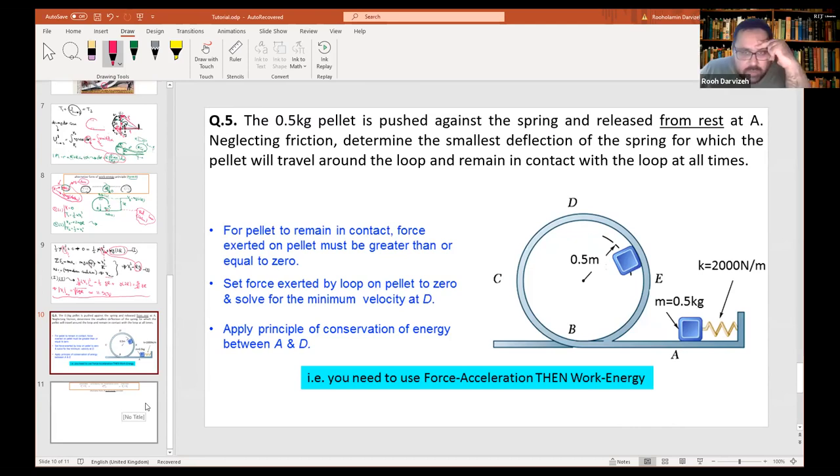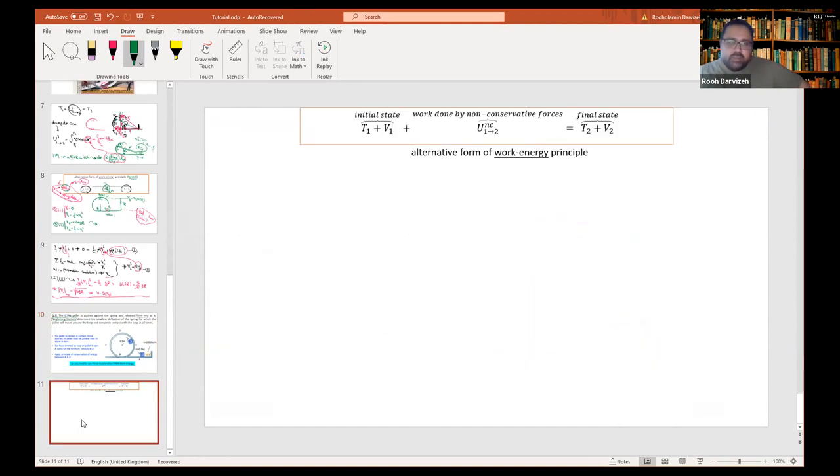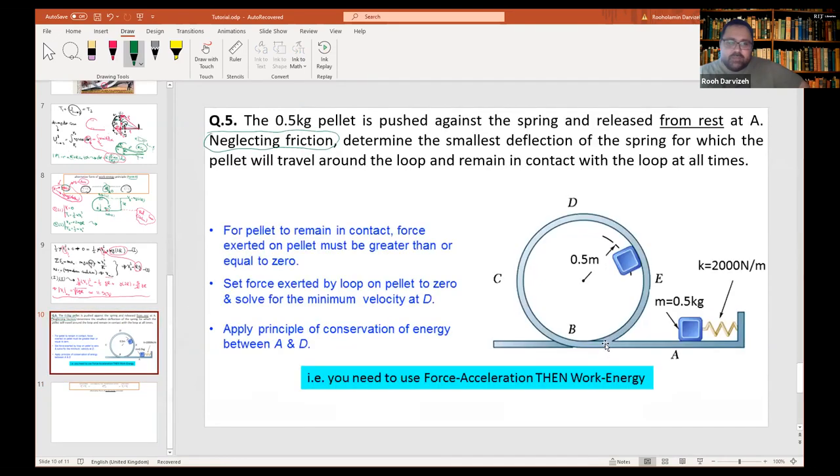Okay, for this one, neglecting the friction means we don't have any non-conservative force. Again, you may say I want to use the form one, but form one calculating the work done by the weight. You could see it's a little bit.